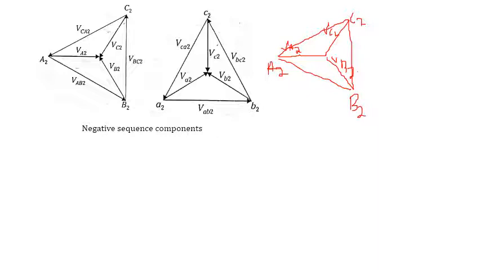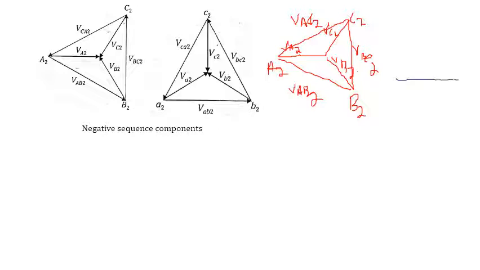Similarly, what will happen? Between A and C is nothing but VAC2. Between C and B is nothing but VBC2. Between A and B is nothing but VAB2. So next, here we told that whatever the angle made by VA2 is the same as VAB2.